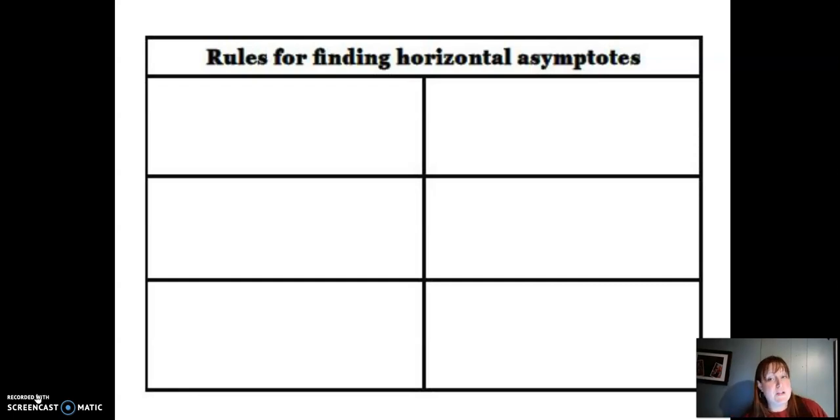We're finding horizontal asymptotes now. And you're like, what? I barely got the hang of finding vertical asymptotes. I don't know how to do horizontal. Horizontal asymptotes are way easier than vertical asymptotes.